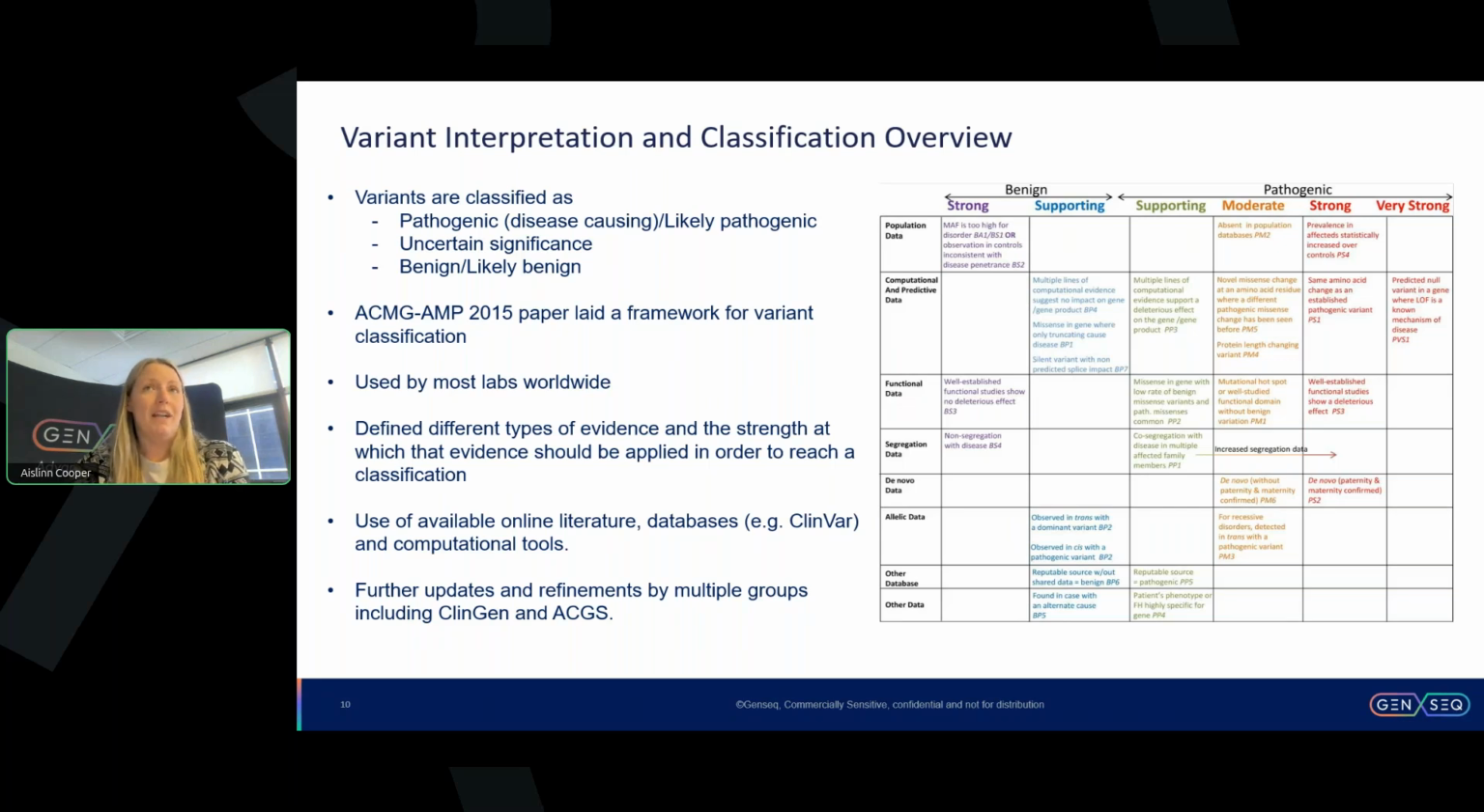And even though this paper did allow us to get much more consistency across the field, there have actually been further updates by different groups, ClinGen in the States and ACGS in the UK, which have allowed us to get even more consistency and also some clarification around some trickier scenarios, and also some more disease and gene specific updates as well, which have really helped.